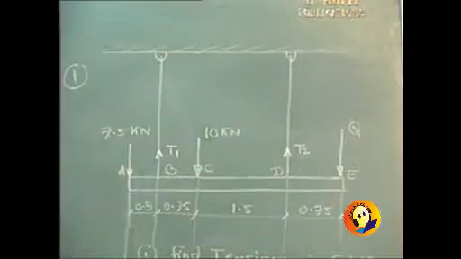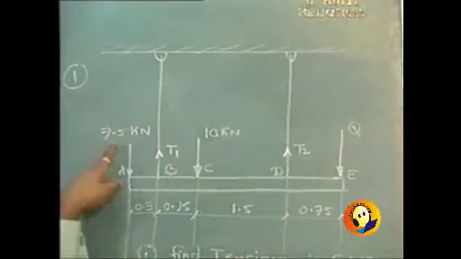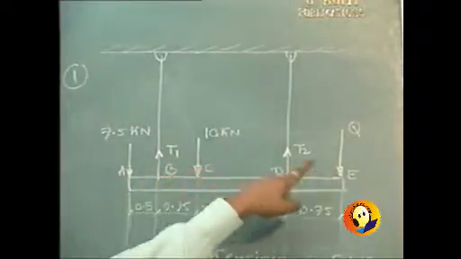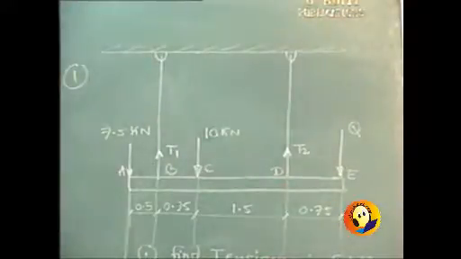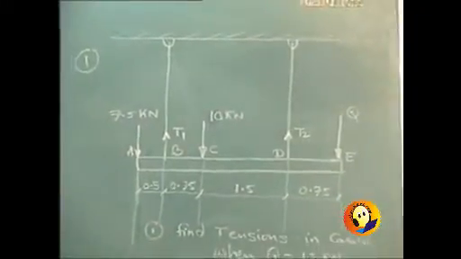Sigma Fy equal to 0 says that T1 plus T2, both upward, minus 7.5, minus 10, minus Q, and in the first case Q is given as 12 kilonewtons, equal to 0. So we will get one equation in T1 and T2.